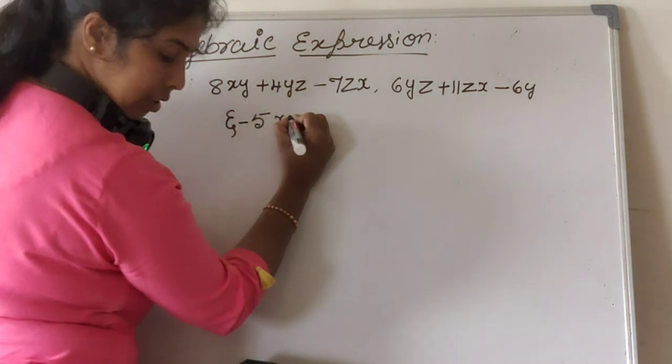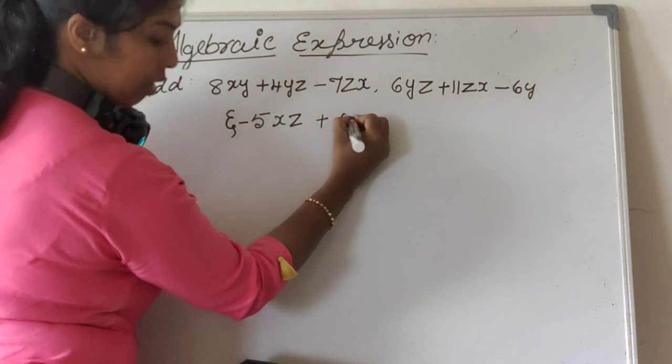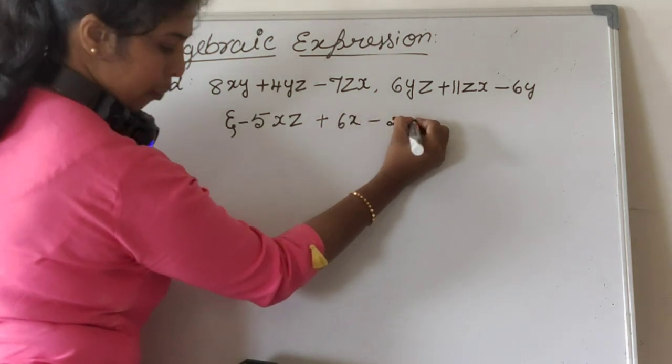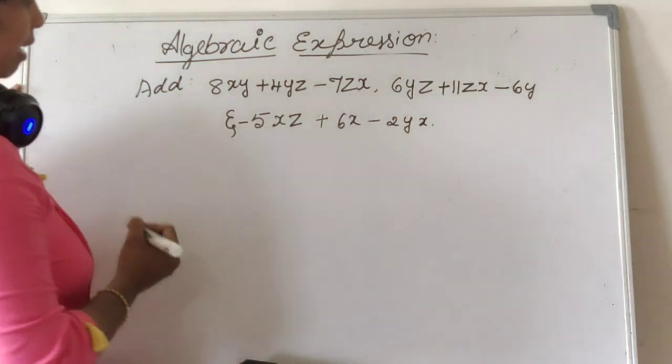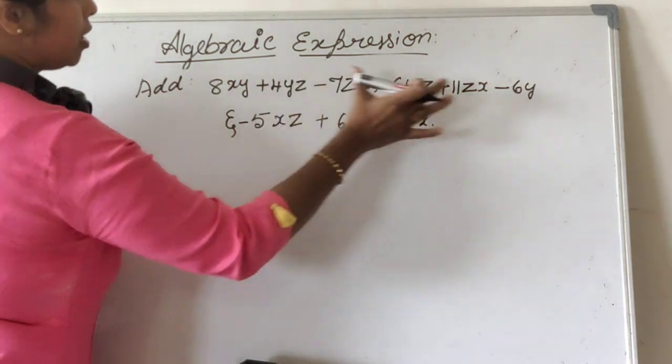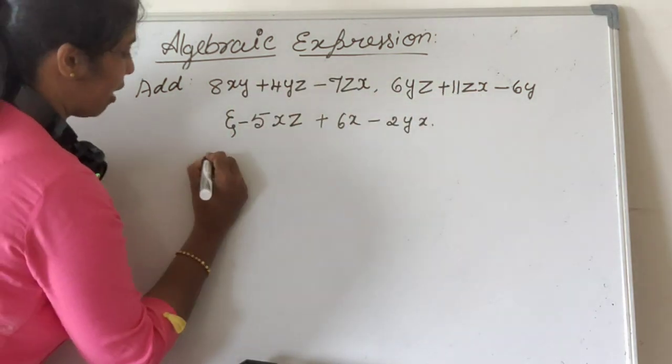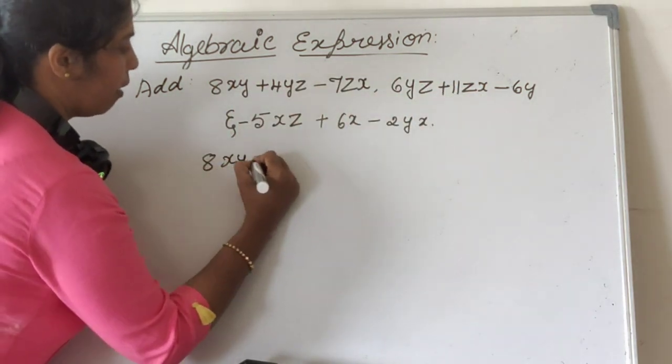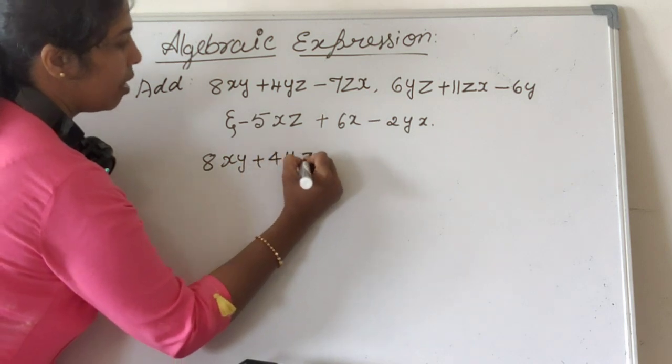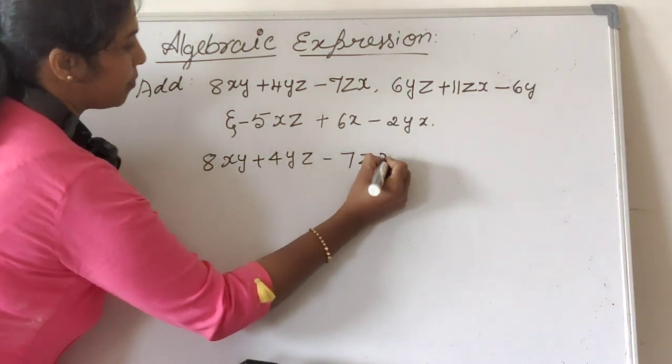Minus 5xz is equal to 6x minus 2yx. Yes. While writing, be careful. This is one side, this one side, one side. Okay. First side I write 8xy plus 4yz minus 7zx.